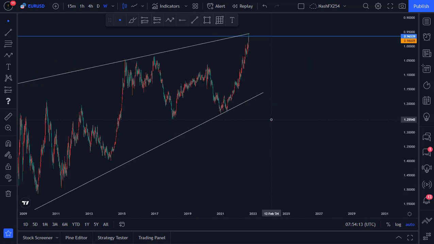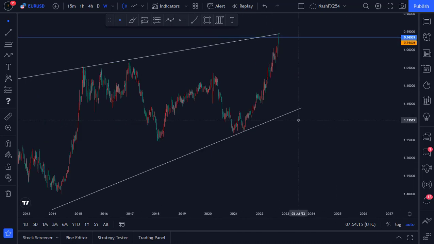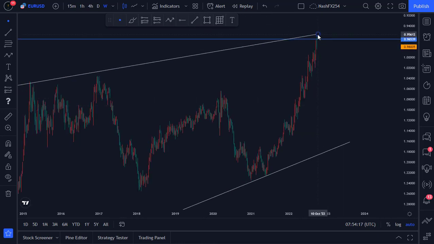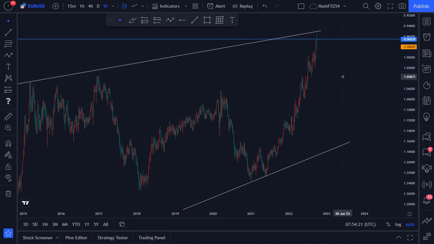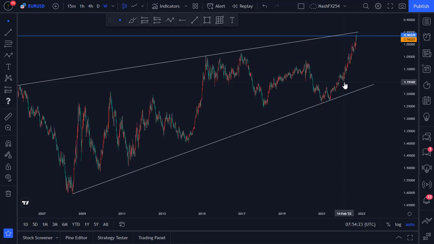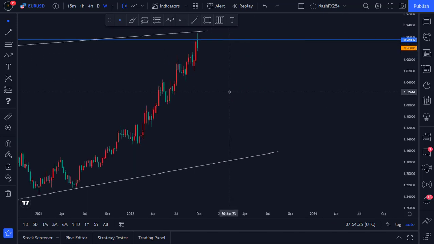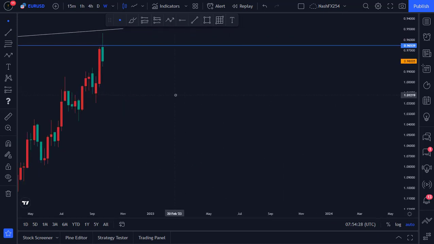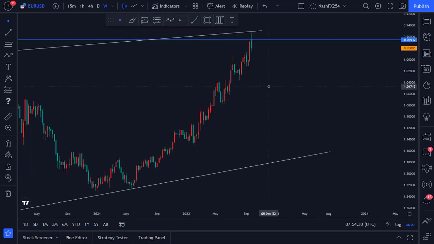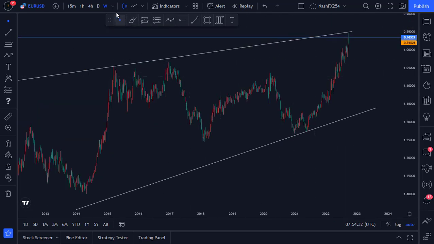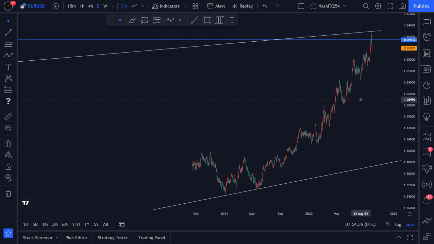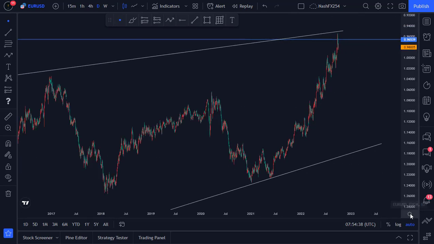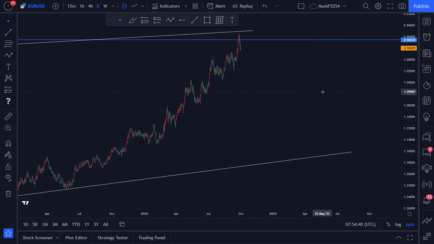The pattern is complete, so we just need to go down to a lower time frame to get our confirmation on this pattern. Let's see if it's really complete. Is it? Let's go down to a lower time frame and see what we can have over here.